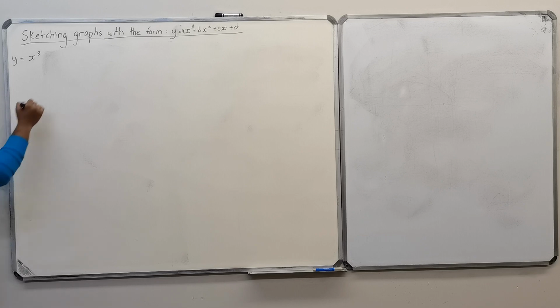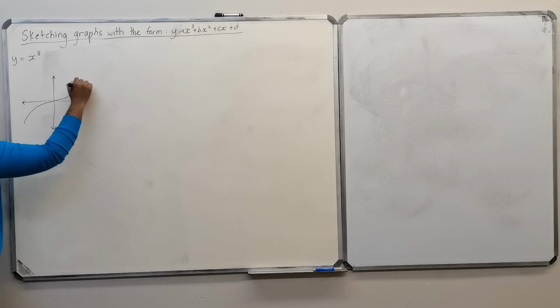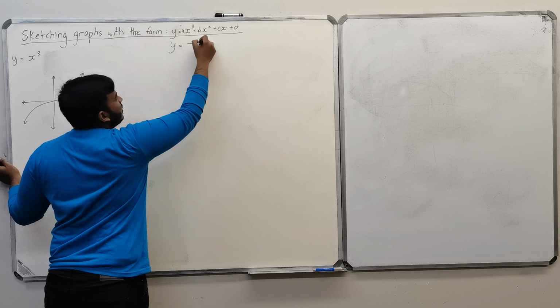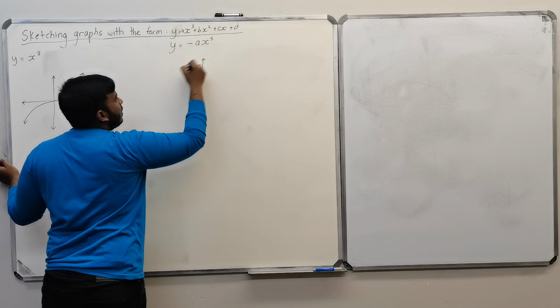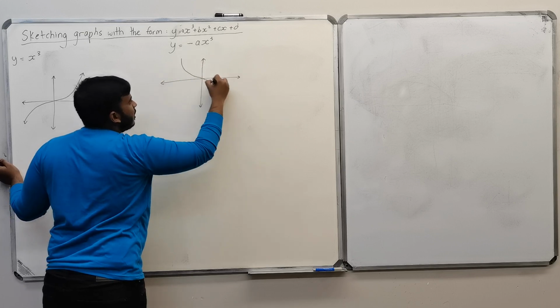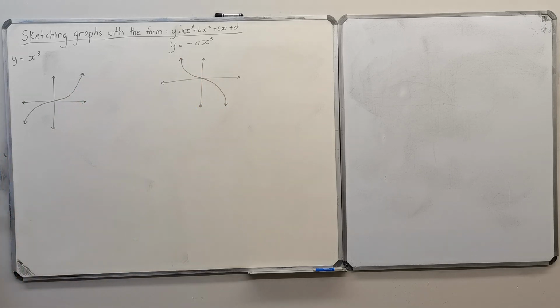So if y is equal to ax cubed, your graph will look like this, and it will cut through the 0 and it will go. If y is equal to negative ax cubed, your graph will look like that. And that's it. That is literally it. Okay, so this is if it's positive ax cubed.